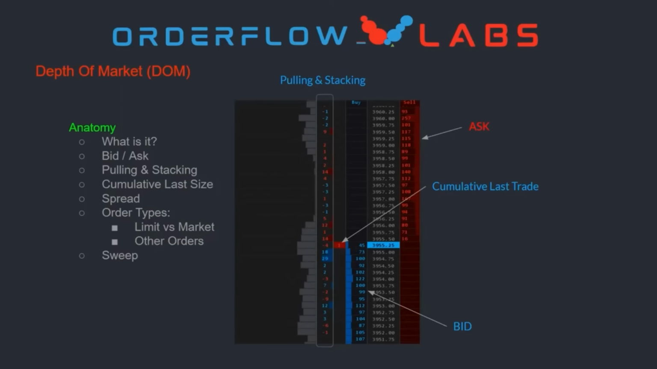Order types that we'll discuss consist mainly of, we're going to keep it very simple here, limit and market orders. I'm going to dive into a few other types, but to start with, limit orders are the resting orders that you see displayed on the bid and the ask column.